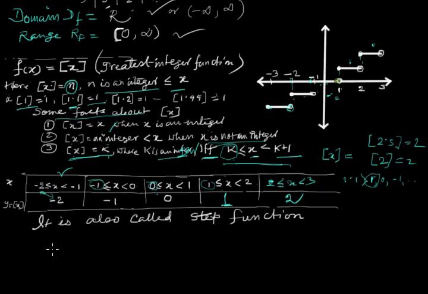And what is the domain? The domain is all real numbers and the range is integers. Here it is 1, here it is 2, here it is minus 1, minus 2. So the domain is equal to R and the range is equal to the set of integers.